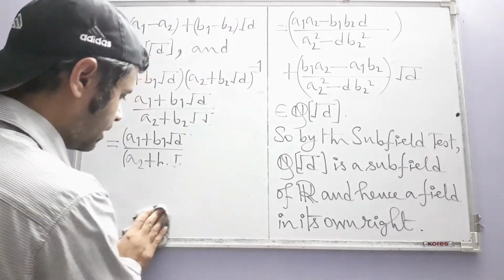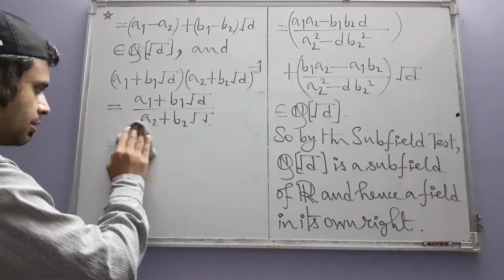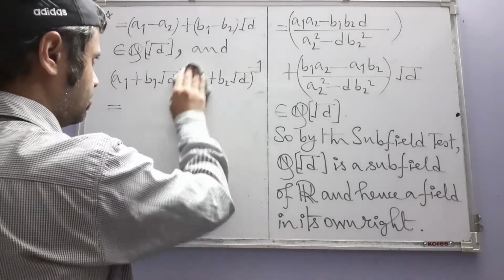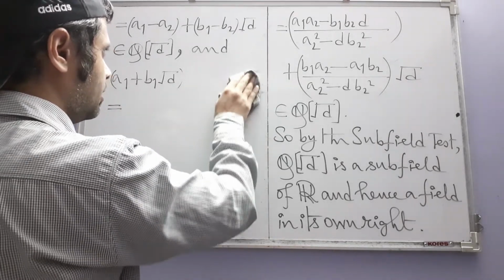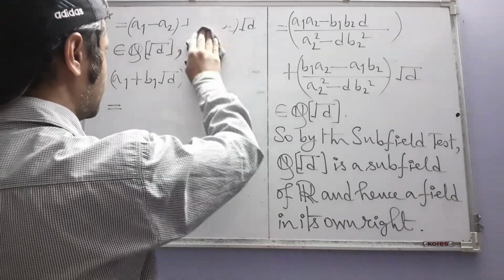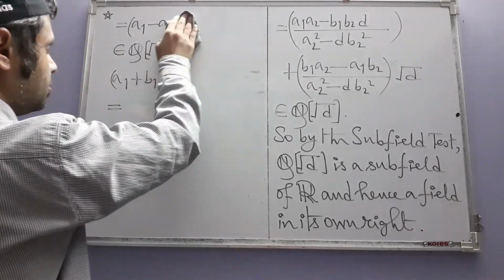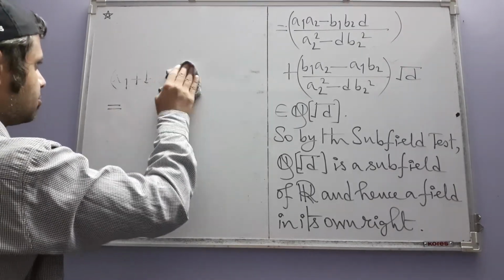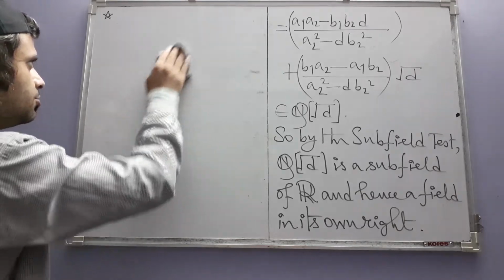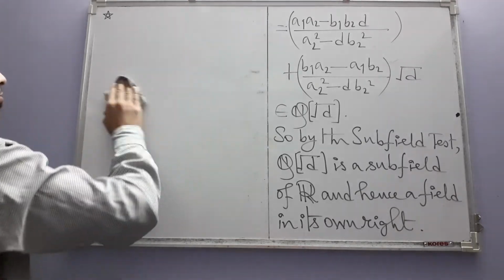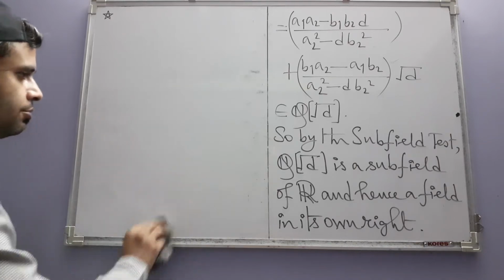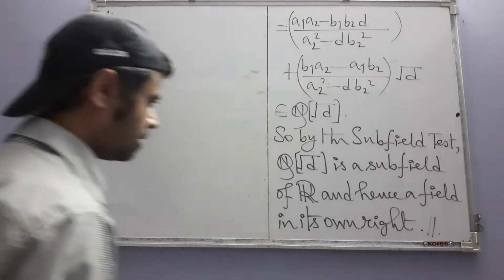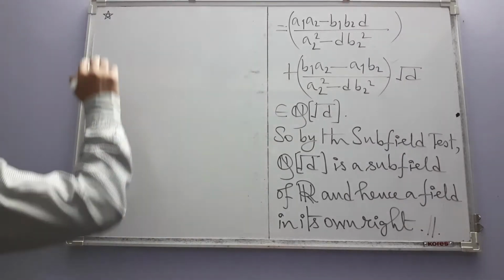But before we go to the next one, you just notice one thing, that if D turns out to be a positive perfect square number, then this subfield Q root D actually coincides with Q. It reduces to Q itself. Exactly how, that I leave to you to understand. And our solution is over here. So let's see the next one.